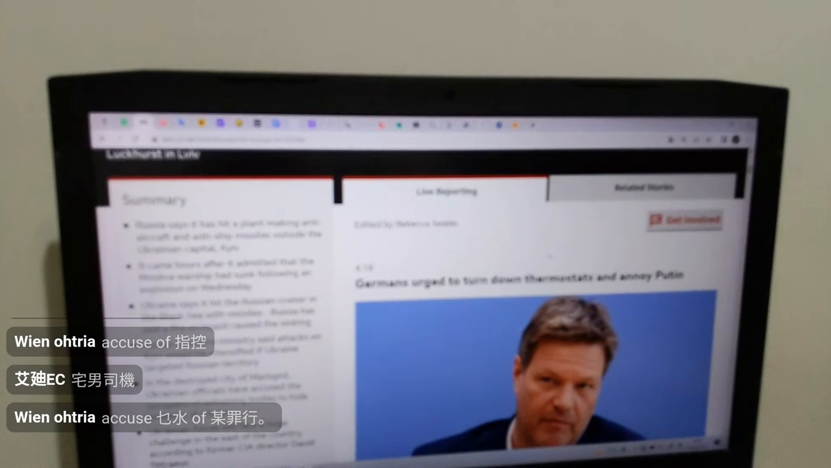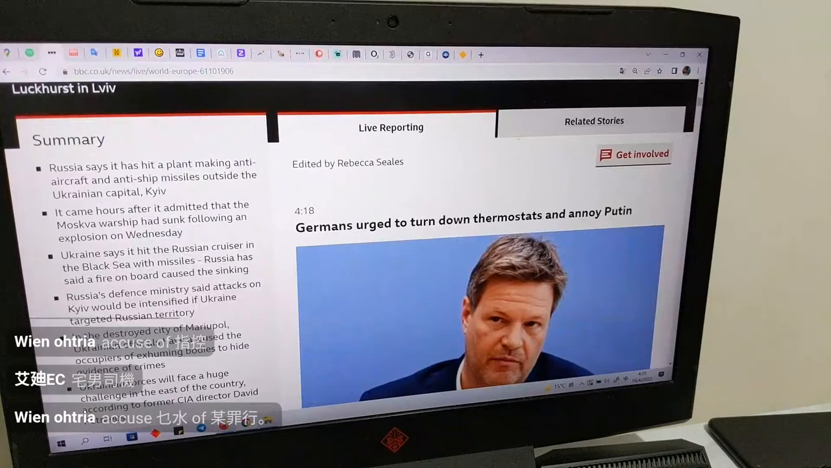Let me see. Germans urged to turn down thermostats and annoy Putin. What does that mean? I don't know what that means. Sometimes you can see the headline but don't know what it means. Okay, let me study this heading.